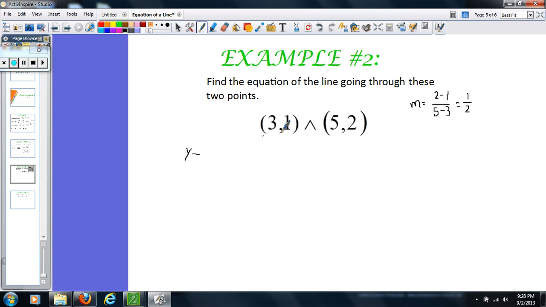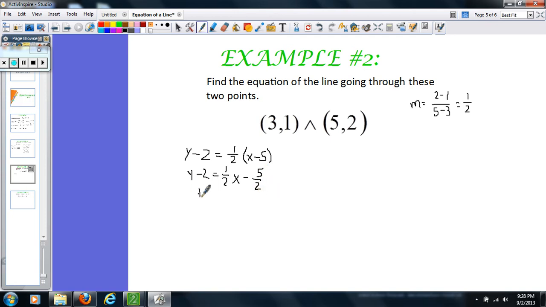This is y minus, and I'll use 5 and 2. So I'm going to use y minus 2 equals m, which is 1/2, times x minus x1, which is 5. That is going to be y minus 2 equals 1/2, and I distribute the 1/2, so it's 1/2 x minus 1/2 times 5 is 5/2.